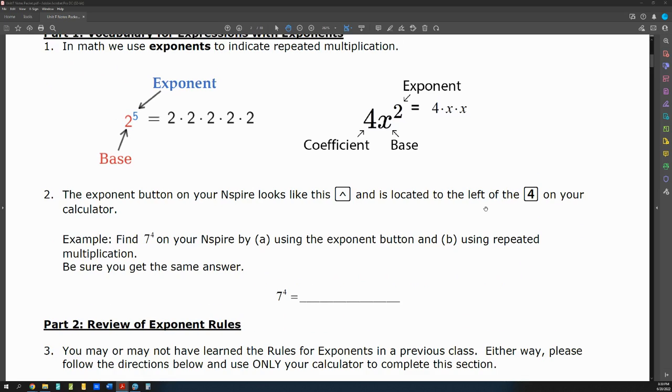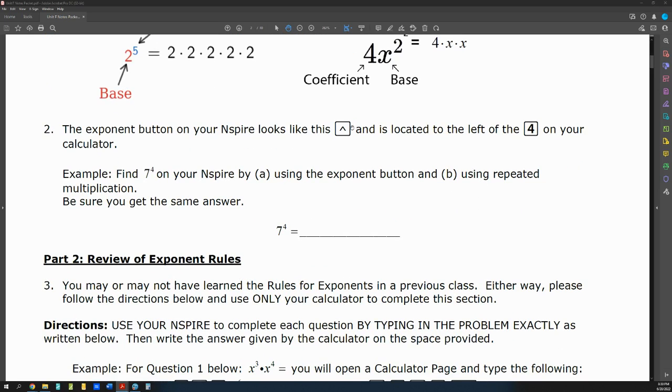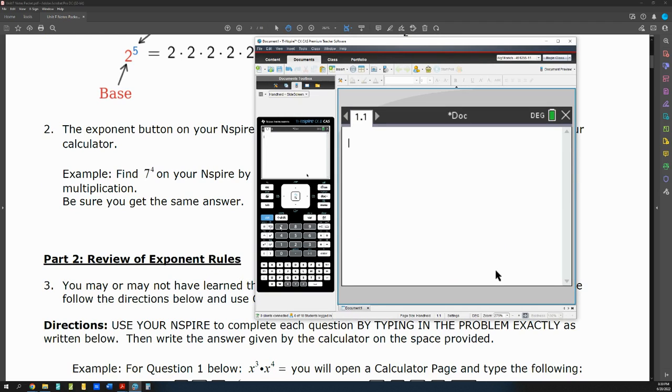On the TI Inspire, the exponent button looks like this, and it's located just to the left of the 4 on your calculator. So if we take a look at the Inspire, the exponent button is right over here next to where it says x squared. It's this little caret button. And I don't have any base in here, so it's just going to take the last answer.